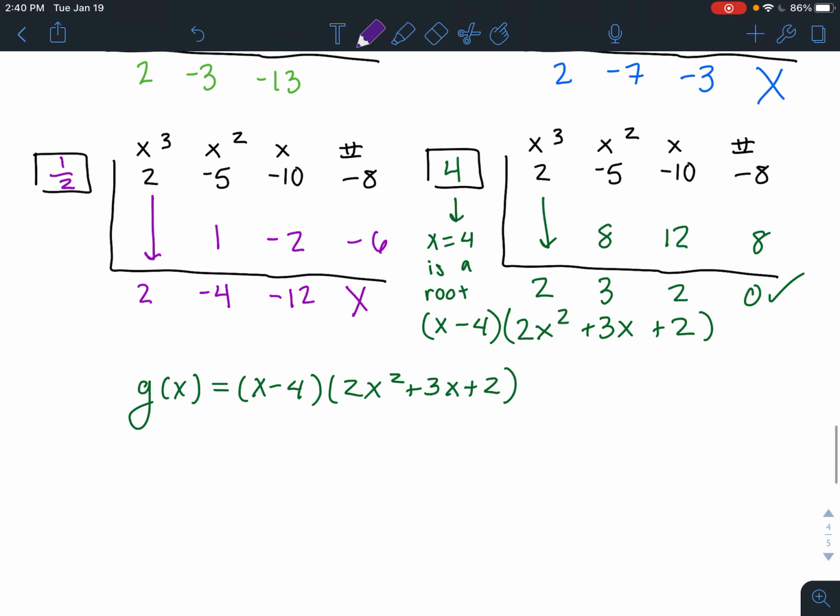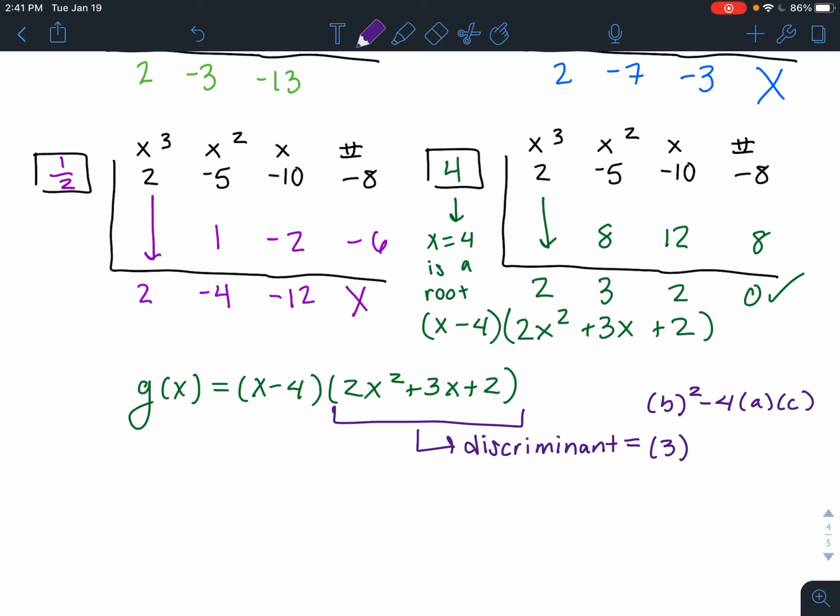So I'm going to go off to the side. And there's a couple ways to determine if something will factor. You can just try factoring it, and if you can't factor it, it probably doesn't factor. You can also find the discriminant. And remember, that's b squared minus 4ac. So b squared is 3 squared minus 4 times a is 2, and c is also 2. So that's 9 minus 8 times 2 is 16. That's negative 7.